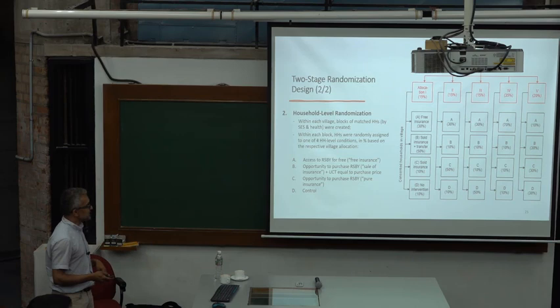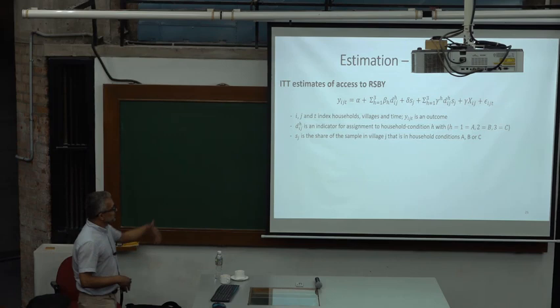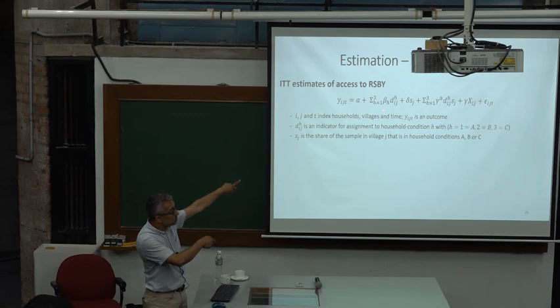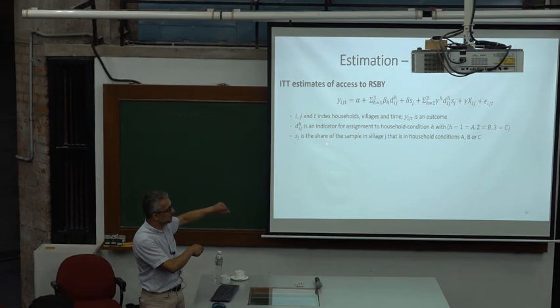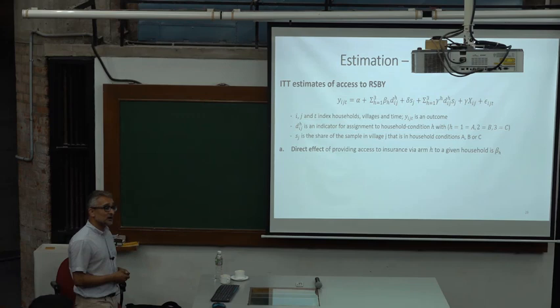Okay. So ITT estimates, this is not surprising to anybody. It's outcomes regressed on whether or not you're in the specific household arms, and the share of the households that are treated in any form of access, not just the share per specific arm. We did other variations, but it would get very complicated if I were to present all the ITT estimates. So this specification shows the fraction of the people that got any access, then the interaction between the two. Okay? So i, j, t index household, villages, and time. Y is the outcome. I already told you that this is an indicator for household condition, and S is the share. The direct effect of providing people insurance is just the coefficient on whether or not your household got the insurance.